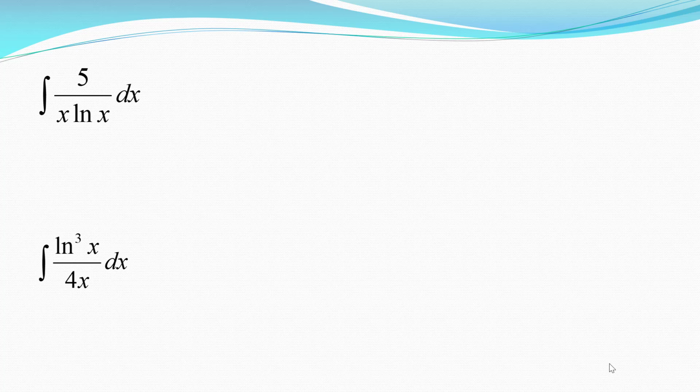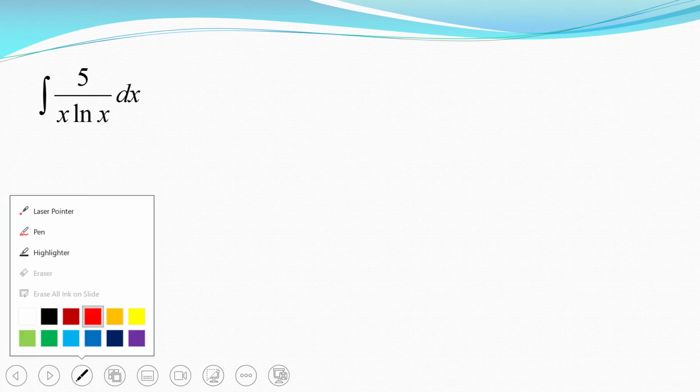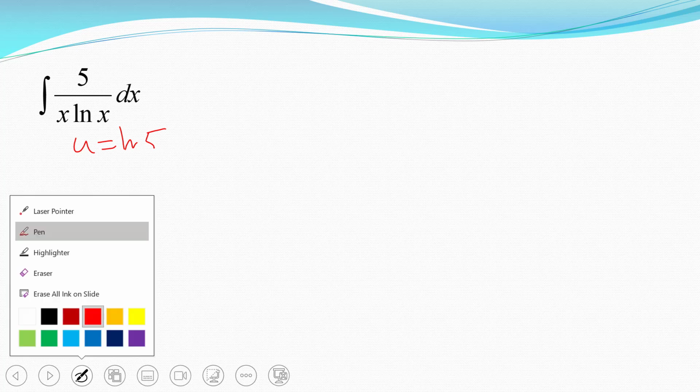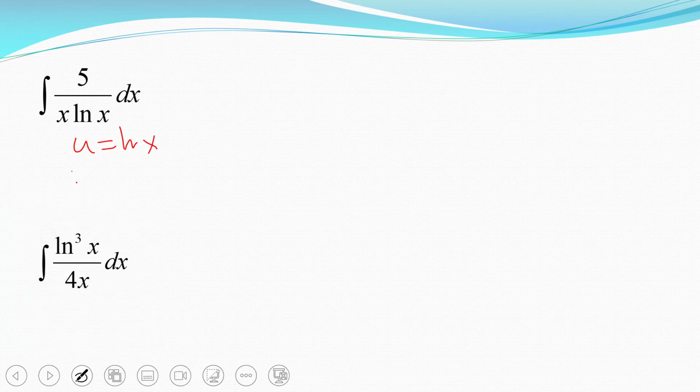So here, for example, if I wanted to take the antiderivative of 5 over x times the natural log of x, if I let u equal the natural log of x, then du would equal 1 over x dx. And you can see if you rewrite this just a little bit, this is really a 5 over the natural log of x times a 1 over x dx.